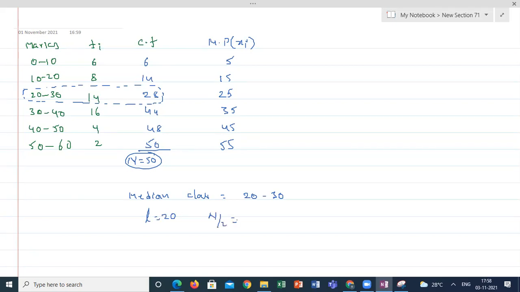N by 2 is 25. And C is 14. F is equal to 14. H is equal to 10. Calculate and let me know what is your answer. Please calculate, students.